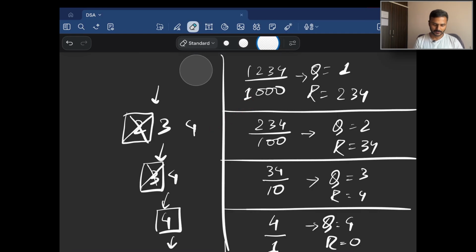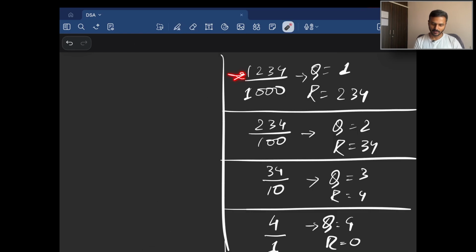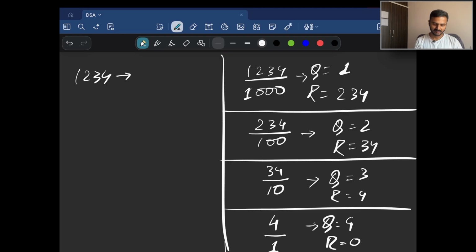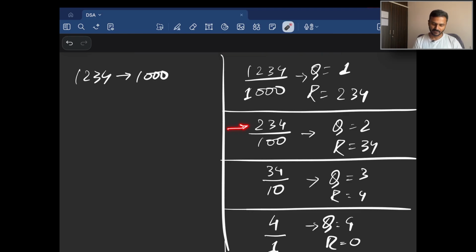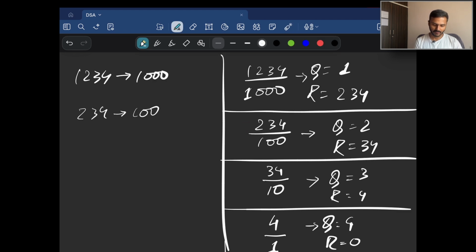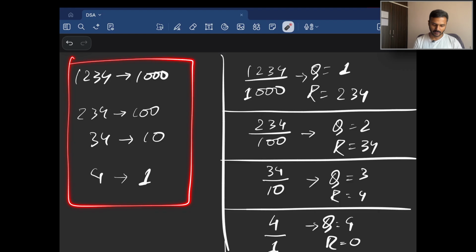So for that, let's take a look at what we have over here. We have 1234, right? And when we had that, we divided that by 1000. Now in the next step, we had 234 and 234 was divided by 100. Similarly, when we had 34, we divided that by 10, right? So when it was 34, we divided by 10. And when it was 4, we divided by 1. Now observe this. Do you see any pattern?